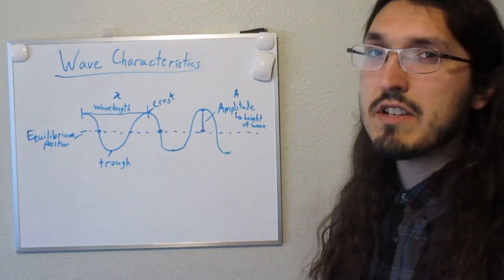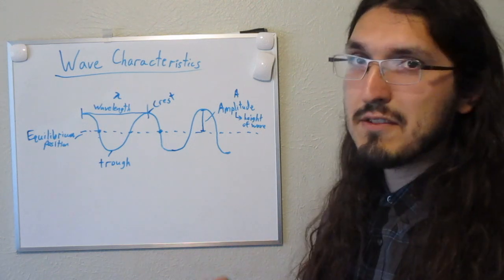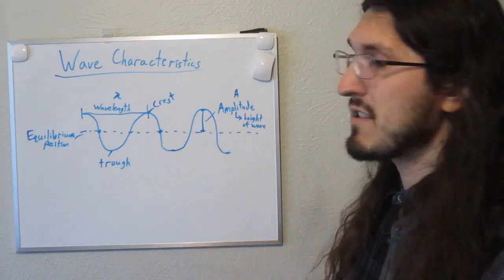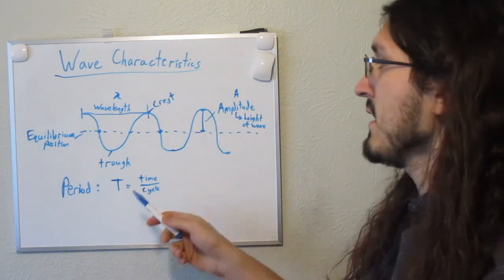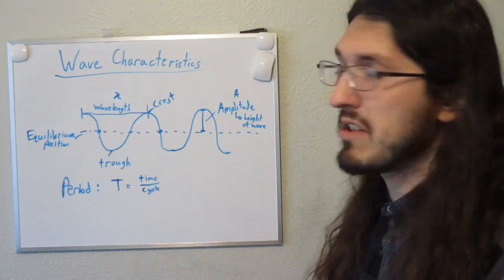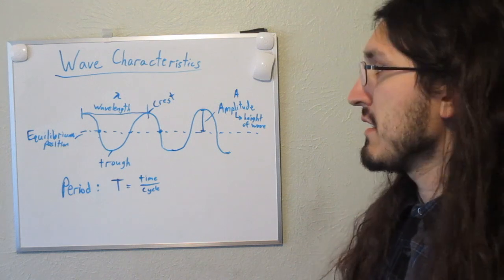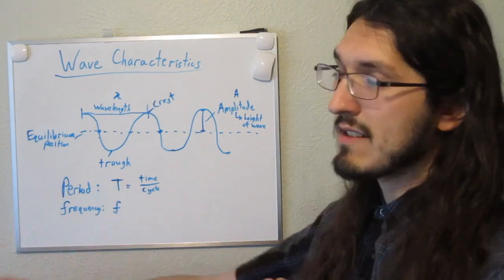Another important characteristic with waves, because they are moving through time, is that the time it takes for the wave to travel one wavelength is called the period. In other words, the period, which we represent with a capital T, is the time it takes for one cycle of the wave to pass. Another word we use to describe waves, kind of like period, is the frequency. So the frequency is a measurement of how many cycles pass in 1 second.